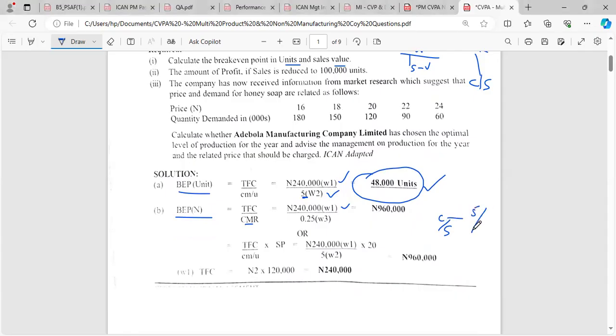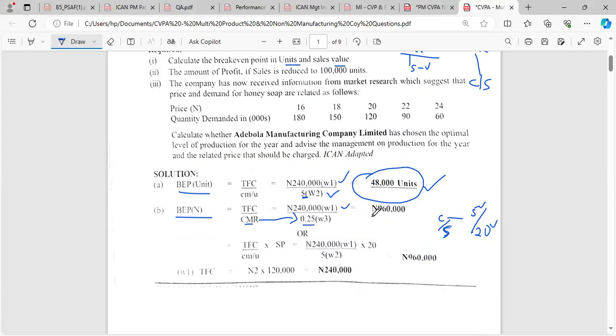Contribution is 5 and our sales is 20. So please, if you do 5 divided by 20, you must get 0.25. Okay, that's how to get your CM ratio, which we have done in our previous videos. So 5, which is contribution, divided by sales, which is 20, you get 0.25.